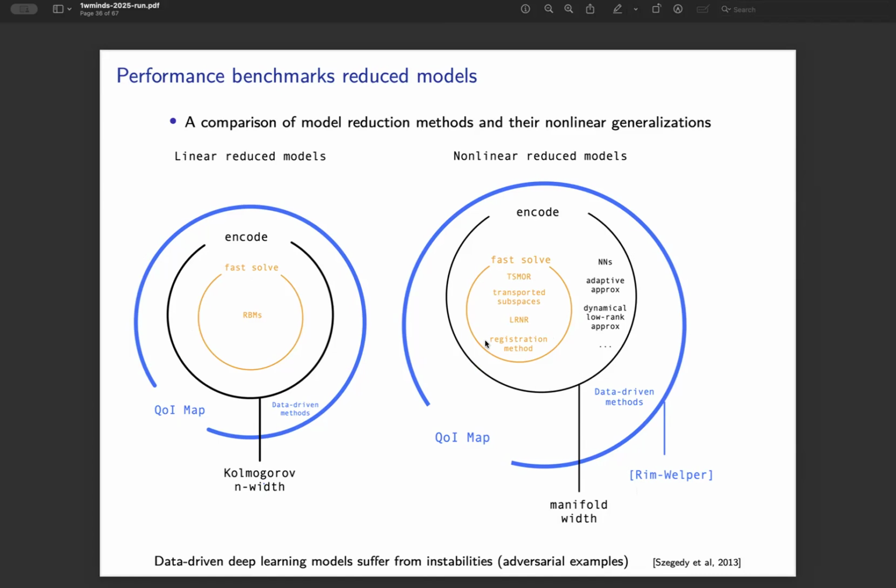However, we believe that at the current moment, achieving this fast solve is the first problem we have to handle. Many of the methods that were introduced have a good encoding, but they do not allow fast solves. I also want to mention that even if you go the data-driven route and use deep learning models, they often suffer from input instabilities called adversarial examples. So you come across a different set of challenges there too.